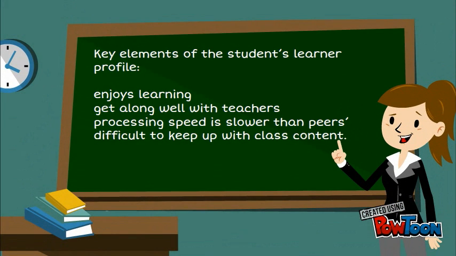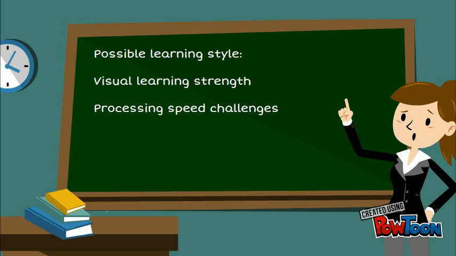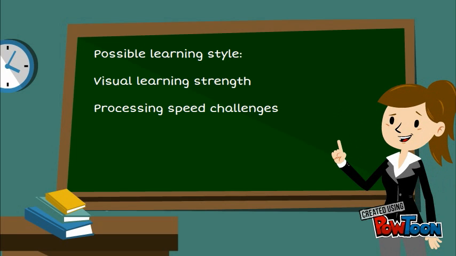The key elements of Marcus' student learner's profile include: he enjoys learning, he gets along well with his teachers, his processing speed is a little slower than most peers, and he's having difficulty with the course content. His possible learning styles are visual learning strength, processing speed challenges.